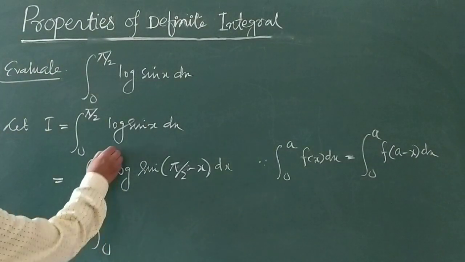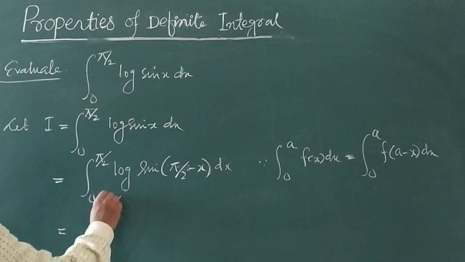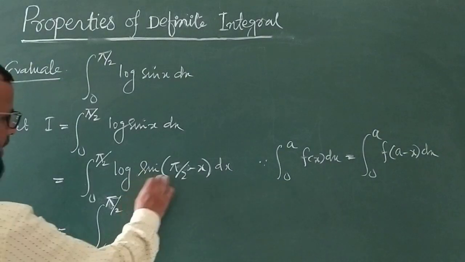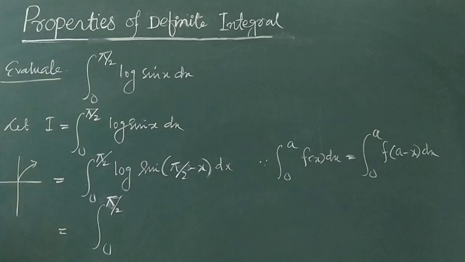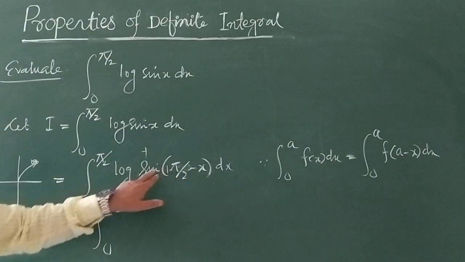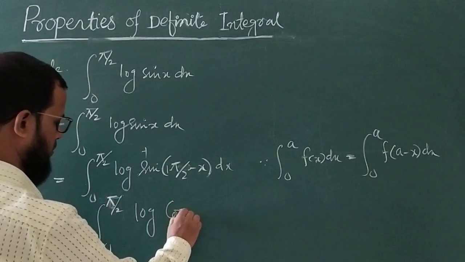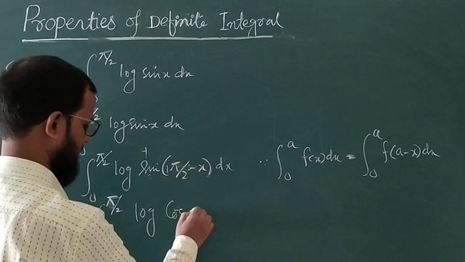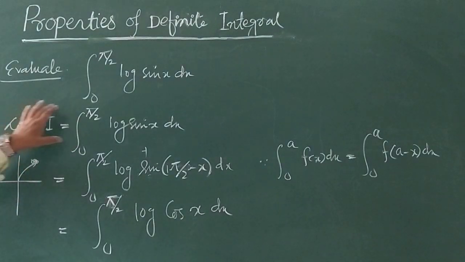So this integral becomes, with the upper limit pi by 2, integration 0 to pi by 2 log sin(pi by 2 minus x). So pi by 2 minus x is an angle that lies in the first quadrant, and in the first quadrant sin is positive, and with pi by 2 there is a number 1 which is an odd number multiplied. So with an odd number, sin changes to cos. So we get log cos x into dx.